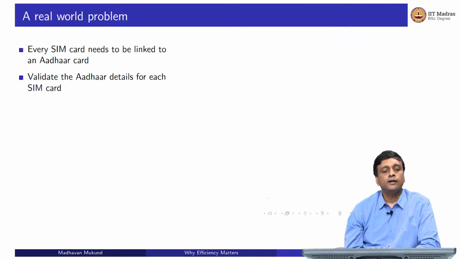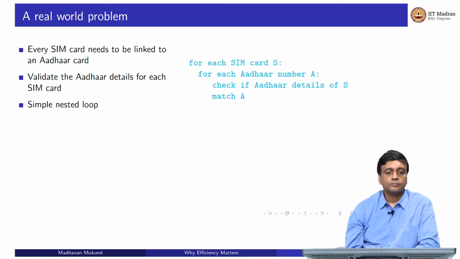Every SIM card needs to be linked to a valid Aadhaar card, and we want to validate that. Let us assume that every SIM card has been actually provided with some Aadhaar details. We want to now check whether the Aadhaar details in all these SIM cards are actually correct or not. Right? This is something that we saw a long time ago in computational thinking. This is basically a simple nested loop. For every SIM card, we need to check whether its Aadhaar details are valid or not.